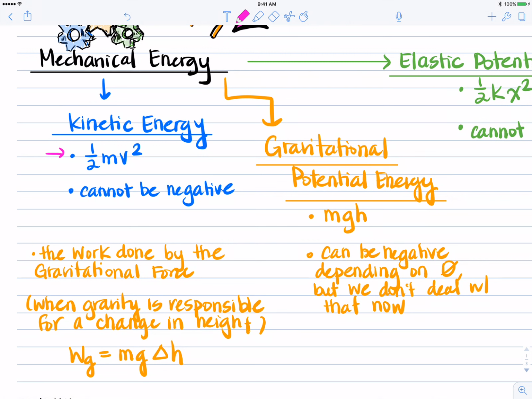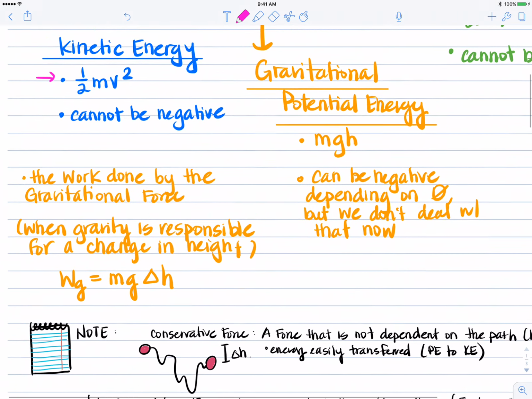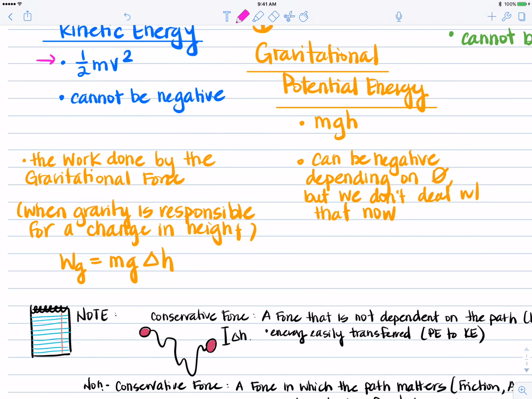The work done by the gravitational force, so when gravity is responsible for a change in height, such as when an object is in free fall or projectile motion, we say that that work done by gravity, W sub g, is equal to mg delta h. So the gravitational force is responsible for that change in height, and that amount of work would also be equal to the change in the energy.